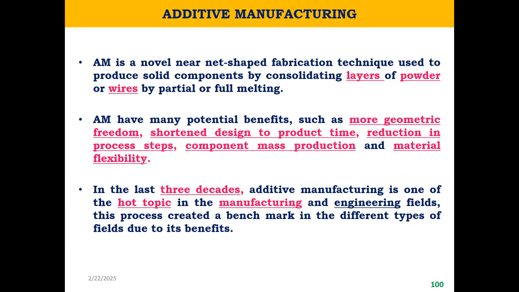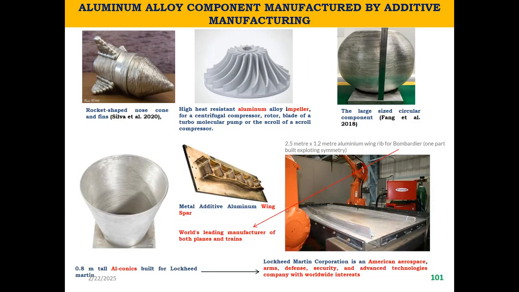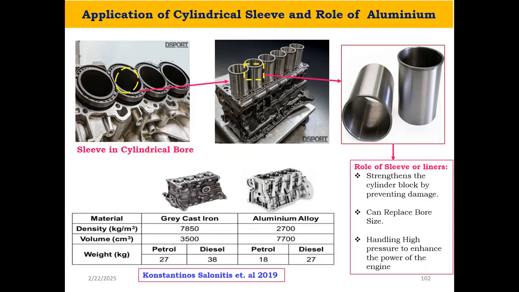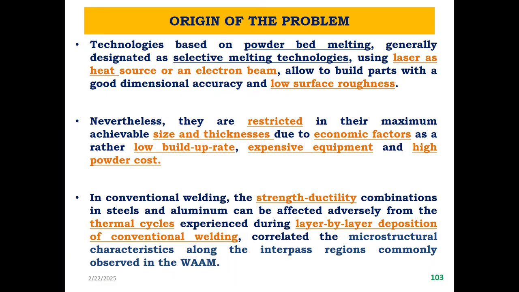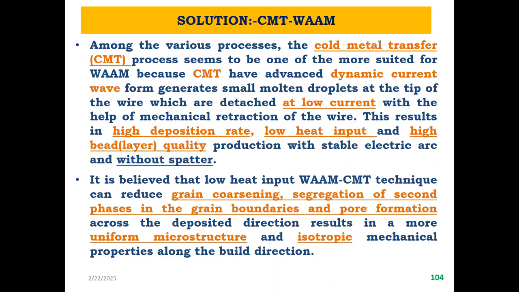Yesterday, I was watching a professor talking on this additive manufacturing process. These are the components which can be produced by the additive manufacturing process. Applications include cylindrical sleeves and rolls of aluminum, where it is widely used. The problem is given here, why we are going for the additive manufacturing technique, and the solution is also given.